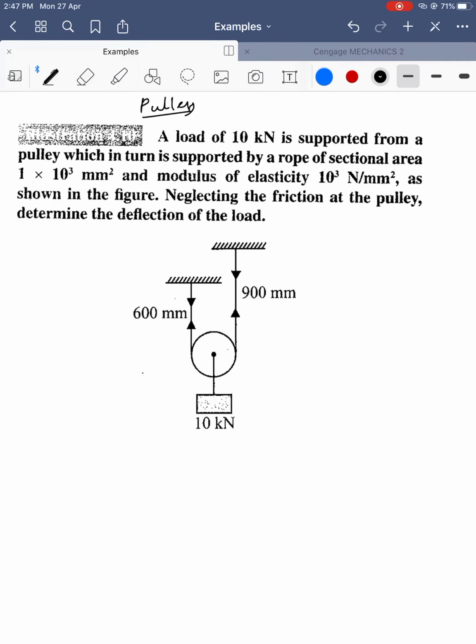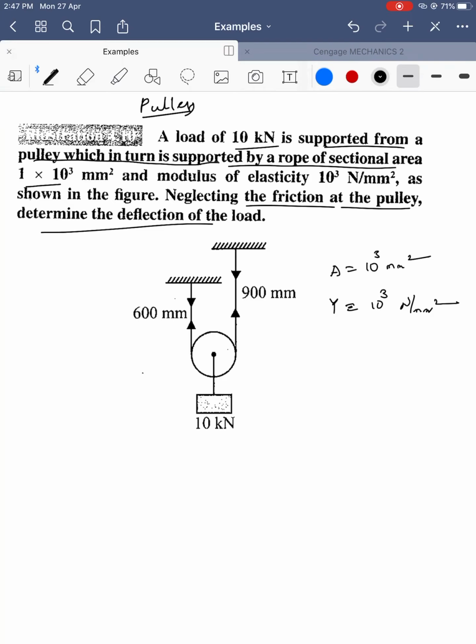A load of 10 kilonewton is supported from two pulleys, which in turn are supported by a rope of cross-section area. Area of the rope is given, which is equal to 10 power 3 millimeter square, and the rope's modulus of elasticity is given as 10 power 3 Newton per millimeter square, as shown in the figure. Neglect the friction of the pulley, determine the deflection of the load. So let's calculate how much deflection it undergoes here.